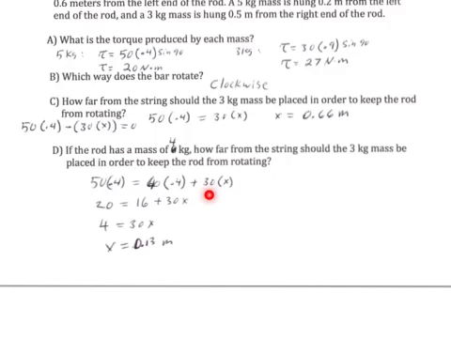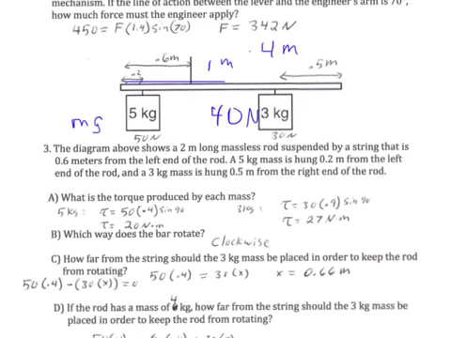And so I want to know, where does this one have to be? The sum of the torque on this side has to equal the sum of the torque on this side to keep it from rotating. So 20 equals 16 plus 30x. Subtracting 16 from both sides gives me 4 equals 30x. 4 divided by 30 gives me 0.13 meters. So I would have to move this mass so it's 0.13 meters, or 13 centimeters, away from the string.